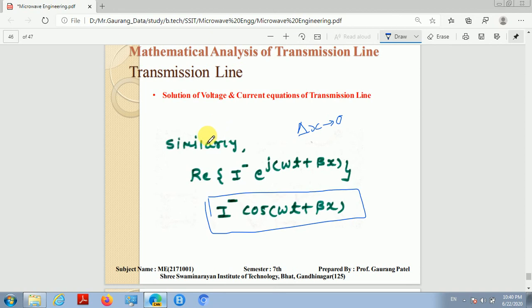We have found the solution of the voltage and current on the transmission line, and we have concluded that the current and voltage on the transmission line are nothing but traveling waves. Matlab, at high frequency on the transmission line, current and voltage become the wave phenomena.